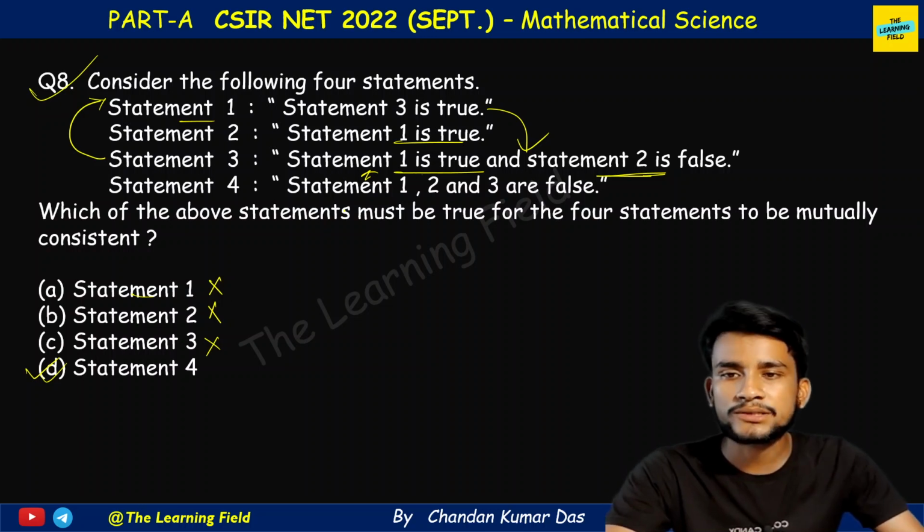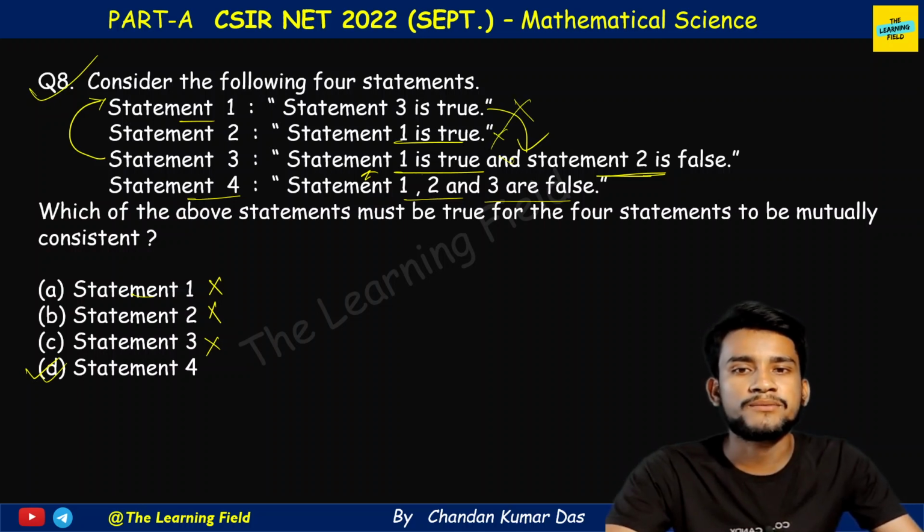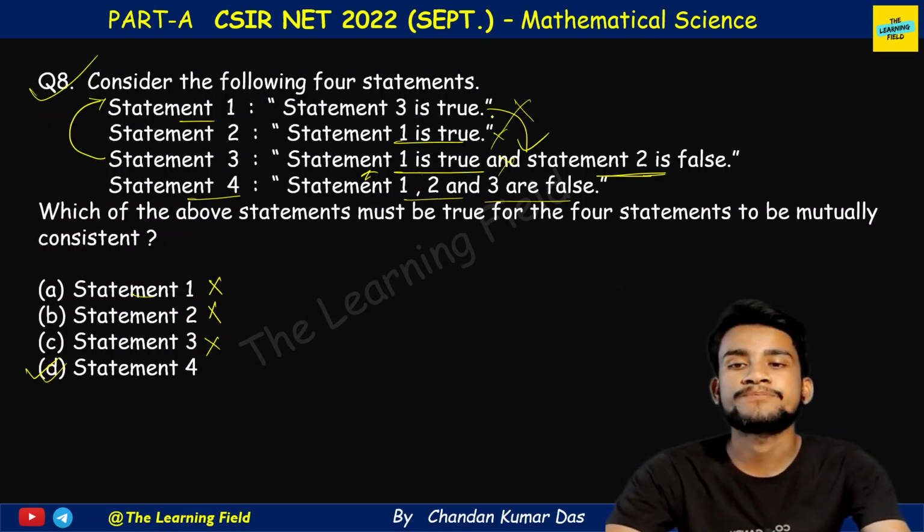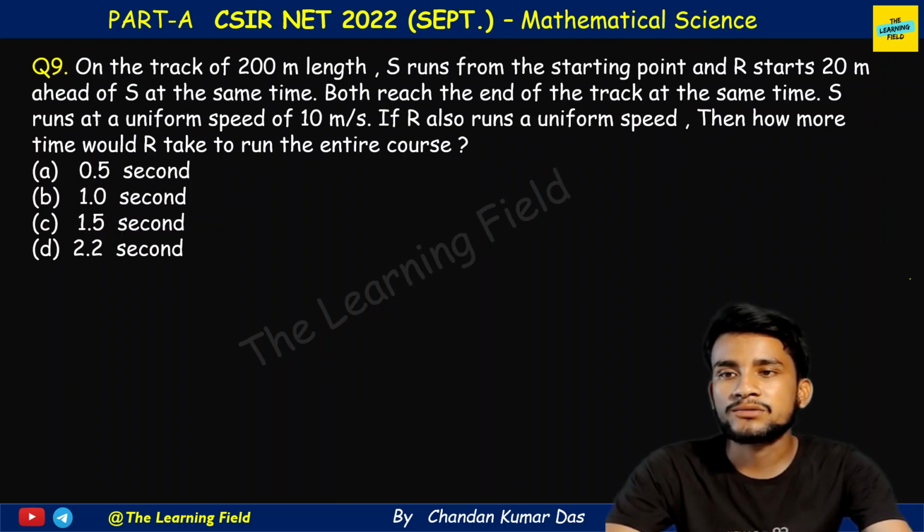Okay, and you can also see that statement 4 is correct means statements 1, 2 and 3 are false. So these three statements are false, and definitely you can directly solve the question. Now going to the next question, question number 9.